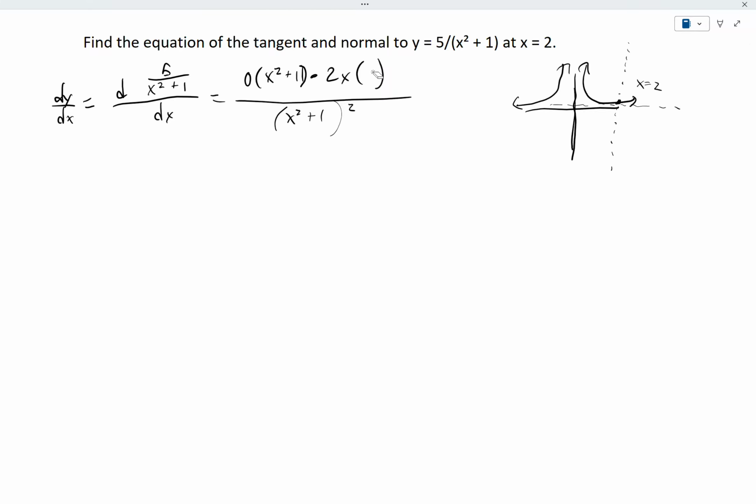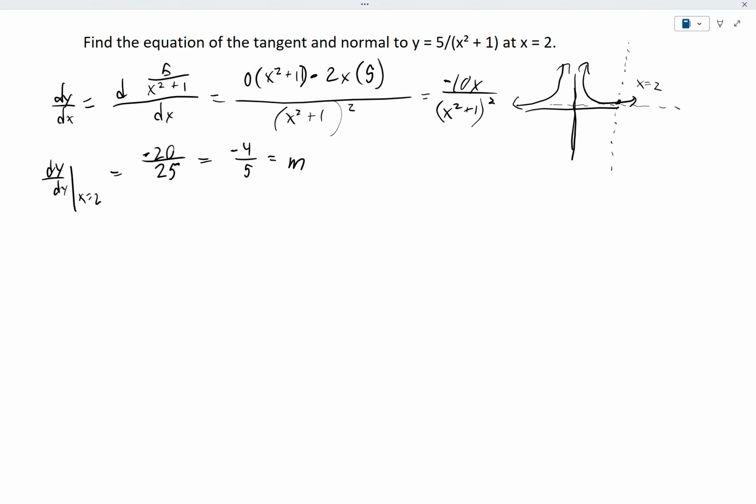So I'll just do a little bit of simplification here. On the top, I end up with 0 minus 10x, so that's just negative 10x. And in the bottom, I end up with x squared plus 1 squared. So this is my derivative equation here, but I want to figure out what the derivative is at x equals 2. So what do I do? I just plug in x equals 2. That's easy. I get negative 20 all over 4 plus 1 squared, that's going to be 25. And that just simplifies down to negative 4 over 5. And there we go. I'll call it m. That's going to be the slope of the tangent line.